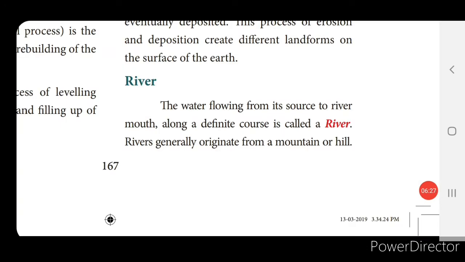First thing, river. What is meant by river first? The water flowing from its source to river mouth along a definite course is called a river. So what is meant by river?